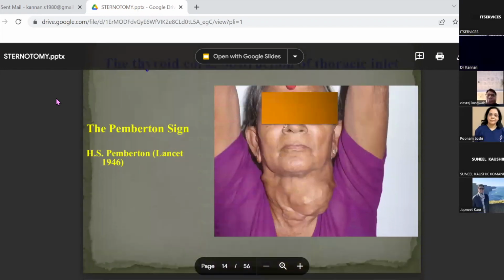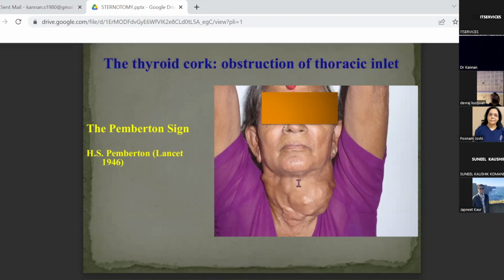This is important, Pemberton sign. Once the patient raises her hand above the neck, the thoracic inlet gets choked. So there is compression of the superior vena cava, and you will get dilatation of veins. Patients will develop breathing difficulties. These patients need to be planned well. The thyroid needs to be delivered safely. So plan these patients well. Don't just try to pull them out from the neck. If needed, be liberal with doing a sternotomy.